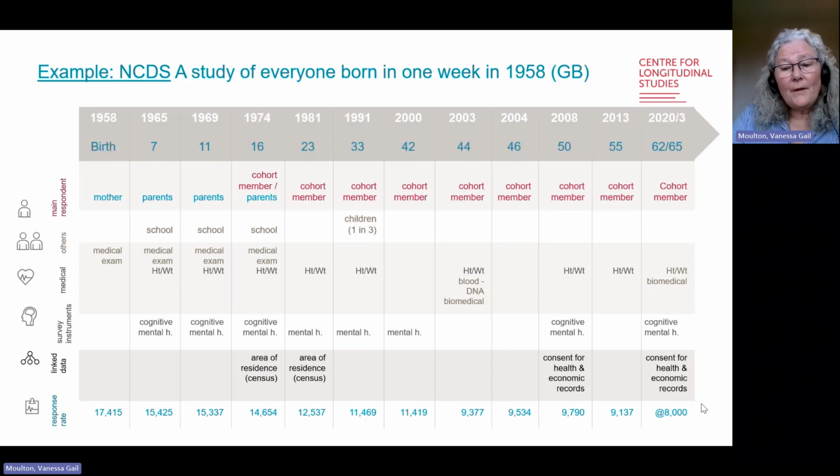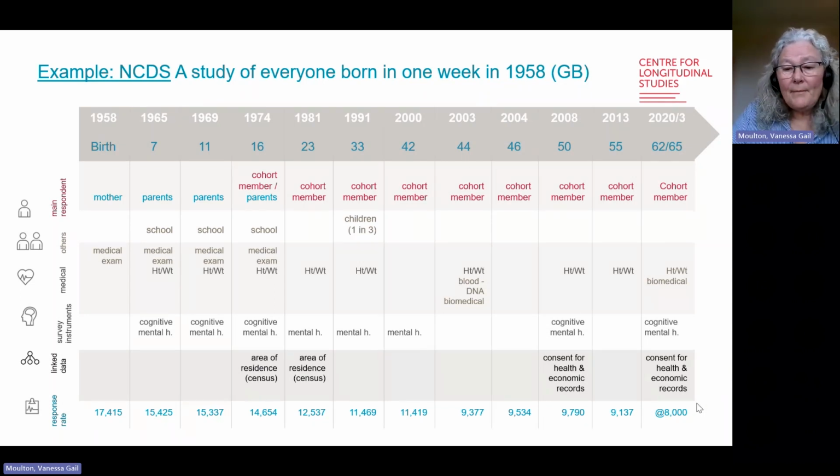In the early sweeps of the study, the main respondents were the parents, particularly the mothers. And at age 16, there was rather more involvement from the cohort member themselves, who became the main respondent from age 23 onwards. This study began as the perinatal mortality study, so the early focus was medical. In all the childhood sweeps, there were medical examinations, and other information was collected from schools, for example, how the child behaved in school and their examination results.